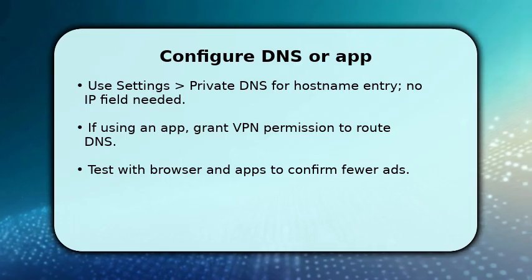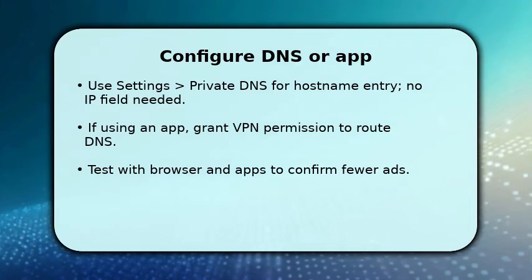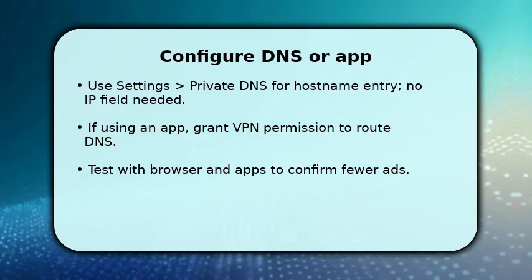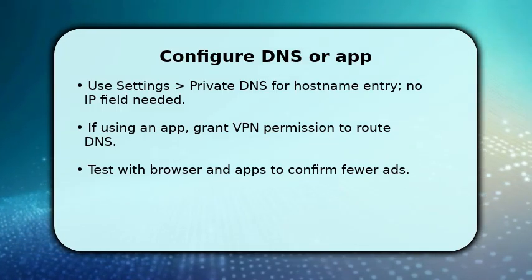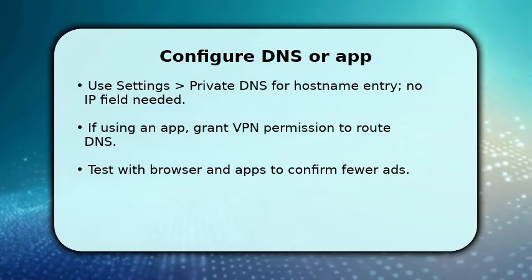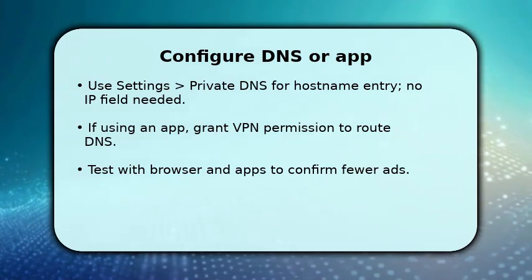If you use Settings, enter the provider hostname and save. Android applies DNS system-wide. If you prefer an app, install AdGuard or NextDNS, follow the provider setup, and accept the VPN permission so DNS flows through the blocker.